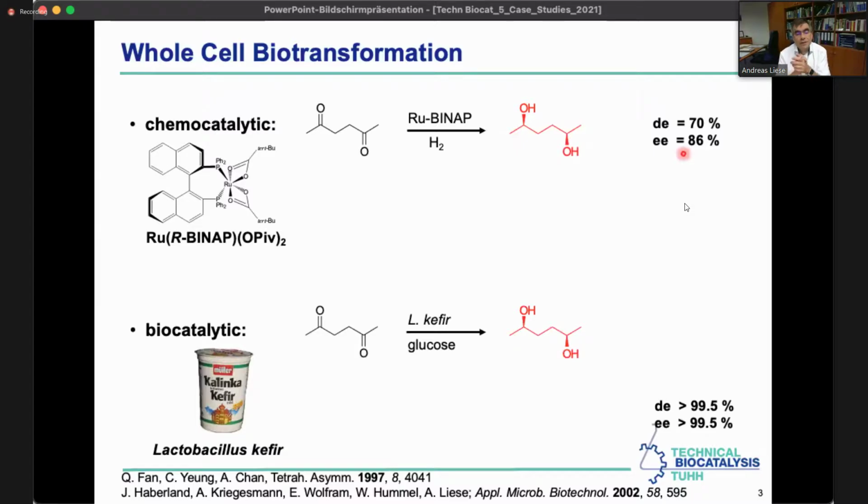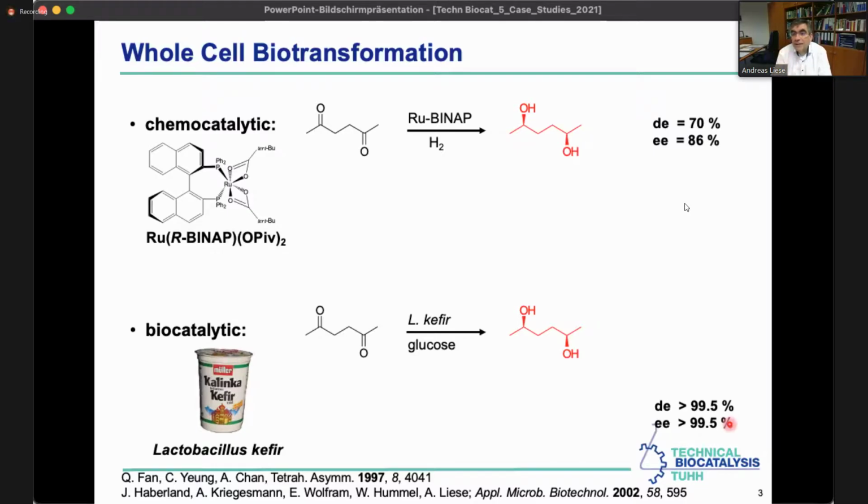Now, what we're discussing right now is making use of whole cells from Lactobacillus kefir. Some of you might even like Lactobacillus kefir because you can buy it in the supermarket, and maybe some of you even drank it this morning. These cells can directly be used to carry out this reduction, and the beauty of the biotransformation is we can do this with 99.5% DE and 99.5% EE, so much better than any chemocatalytic reaction.